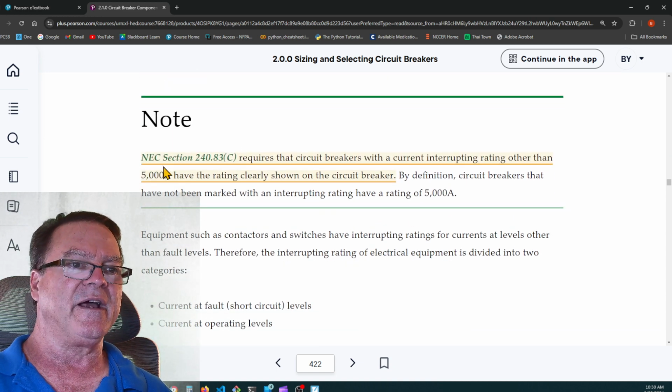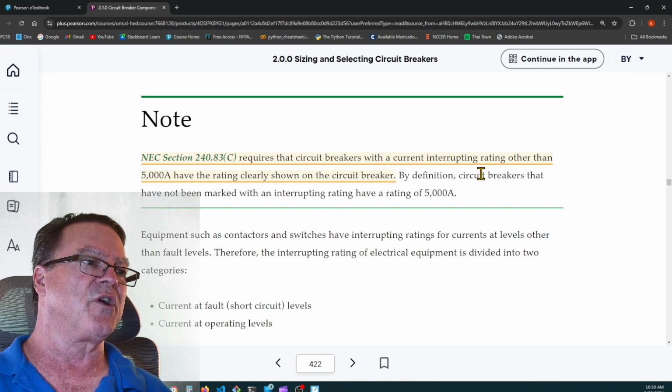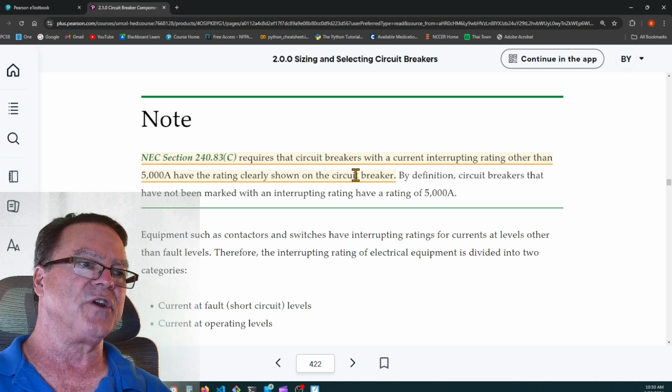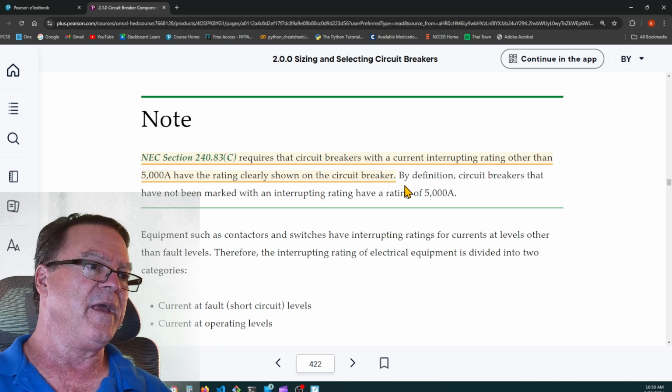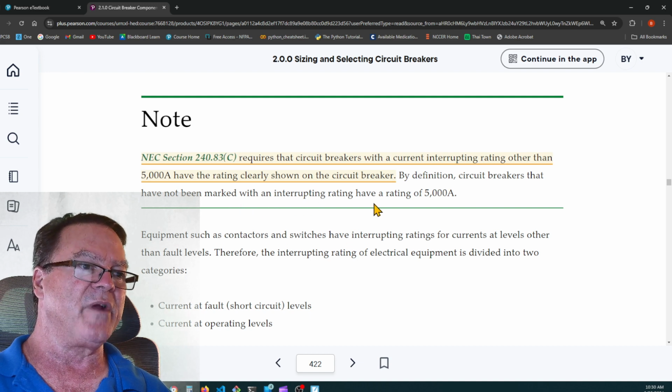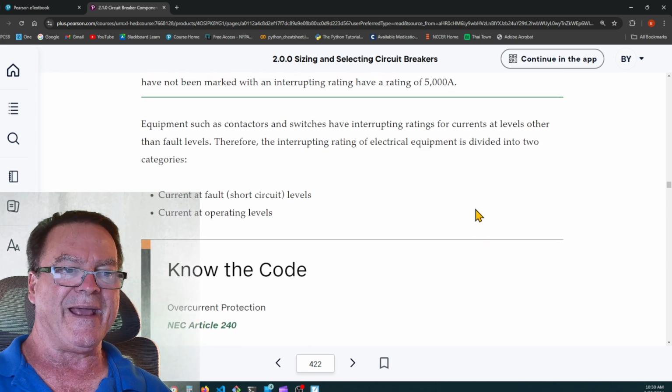Here's a note, this is a highlight. NEC section 240.83(C) requires that circuit breakers with a current interrupting rating other than 5,000 amps have the rating clearly shown on the circuit breaker. By definition, circuit breakers that have not been marked with an interrupting rating have a rating of only 5,000 amps. You cannot assume any higher.